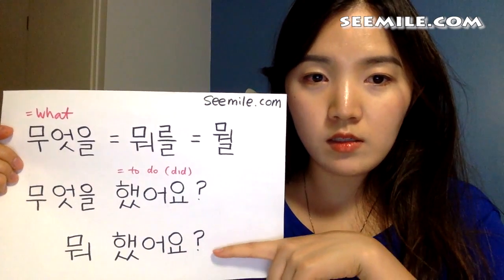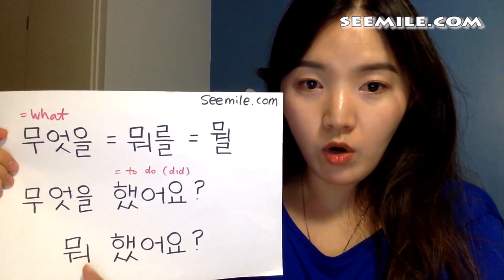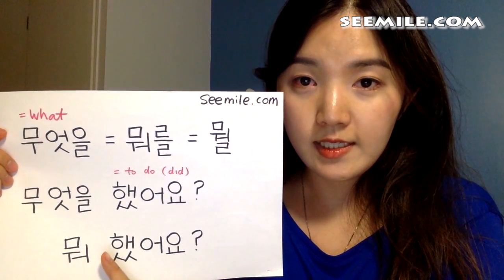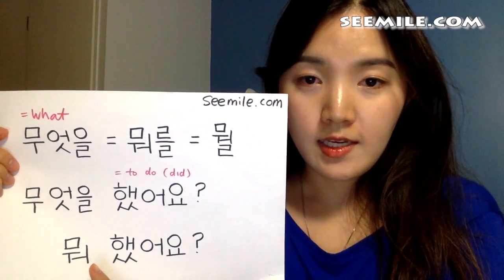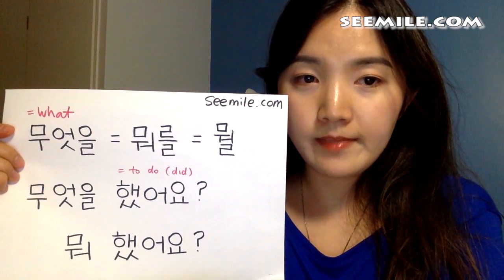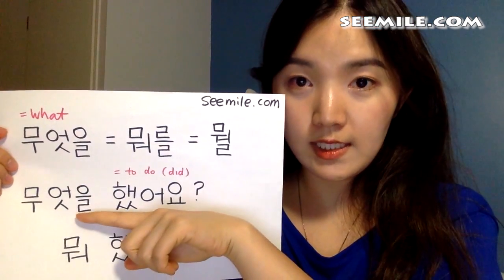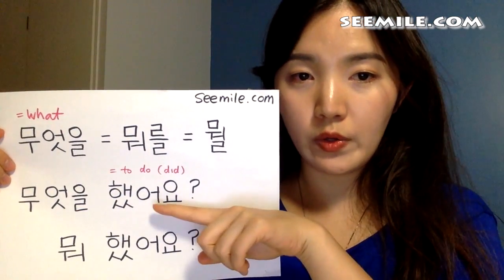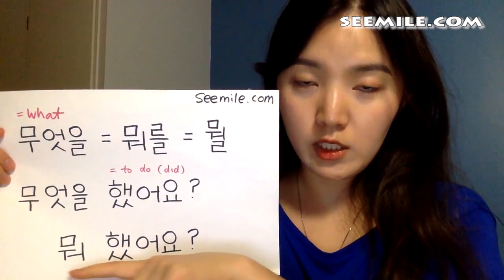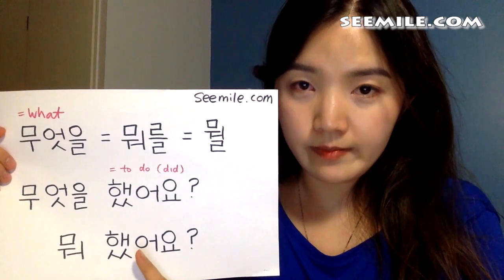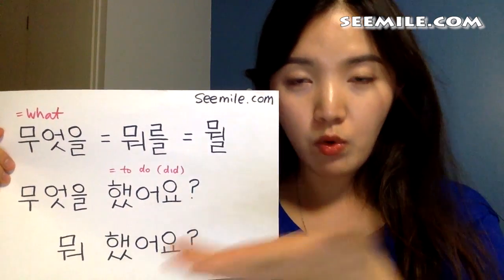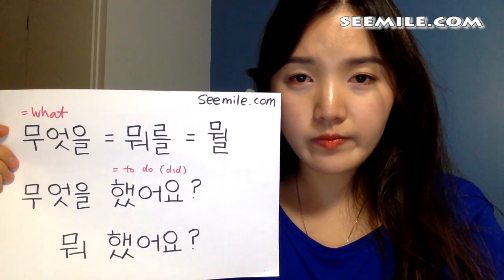And here in the last sentence, you see 뭐, which has no object particle. This means it can be used without the object particle; the particle can be omitted. So, 무엇을 했어요? What did you do? And also the same sentence, 뭐 했어요? Without the object particle. 무엇을 했어요? 뭐 했어요? What did you do?